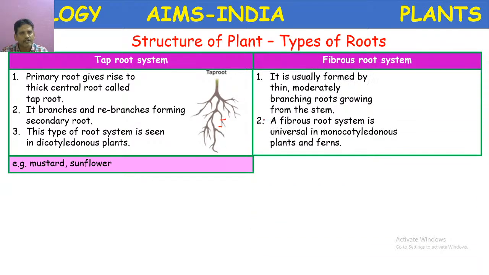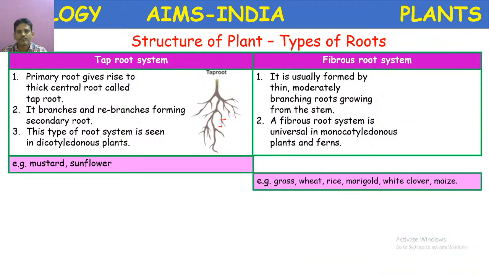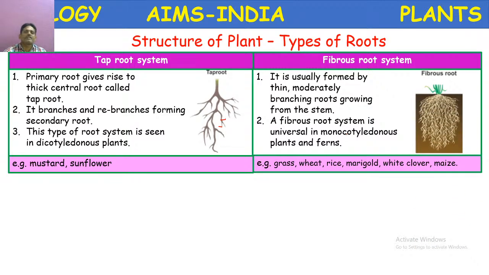Let us go for fibrous root system. Fibrous root system you can easily understand by taking a grass plant. Most of the grass family members show this fibrous root system. There is no main root clearly observed here. A bunch of hair-like roots are present. That's why they are called a fibrous root system.